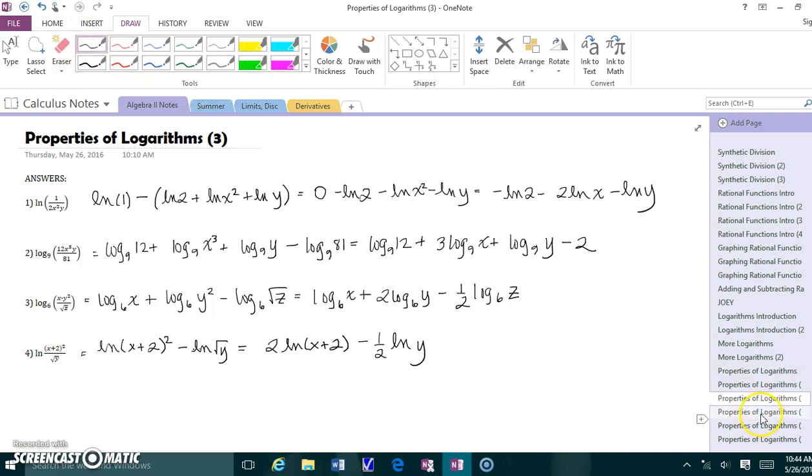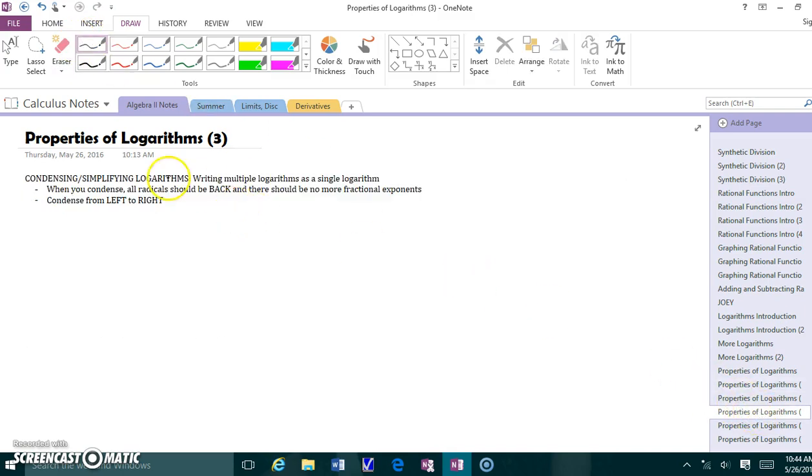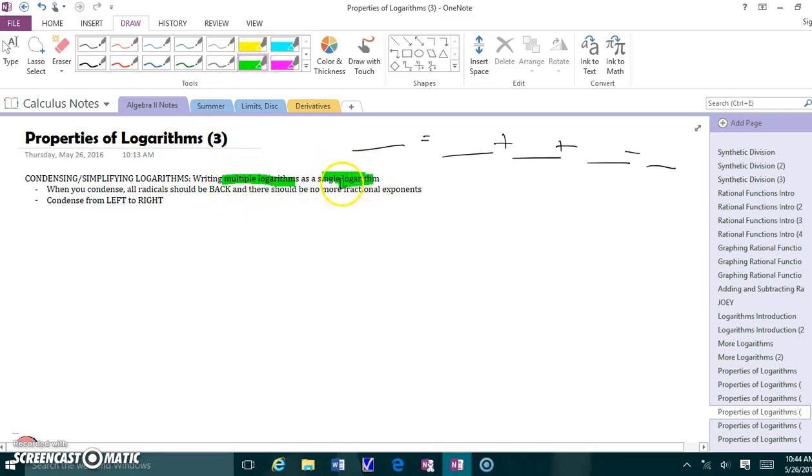Now let's move on to condensing, the exact opposite. Before, I had one logarithm and I spread it out to multiple logarithms, added or subtracted. Now I'm going to have many logarithms that are added or subtracted, and I'm going to go to a single logarithm. So when you condense, it's the exact opposite again.